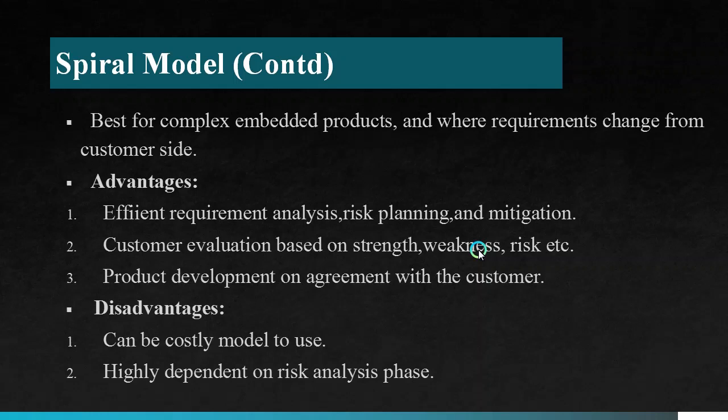Product development on agreement with the customer. Yeah, of course. The product needs to be validated by the customer. The customer validates the product. So, only the final product is assured by the customer if he or she is satisfied with the product. Disadvantages: can be costly model to use because of the multiple cycles it generates. It becomes costly model to use. Highly dependent on risk analysis phase. As we said, the main principle of spiral model is risk handling. So if there are any risks that cannot be mitigated, it highly affects this model or any phase in this model.